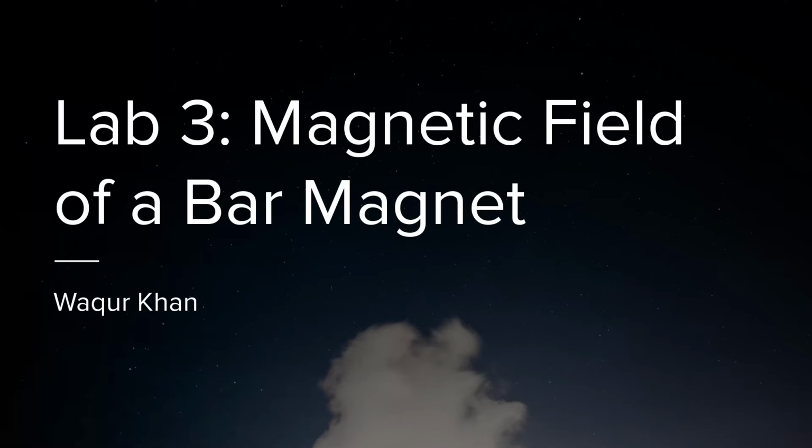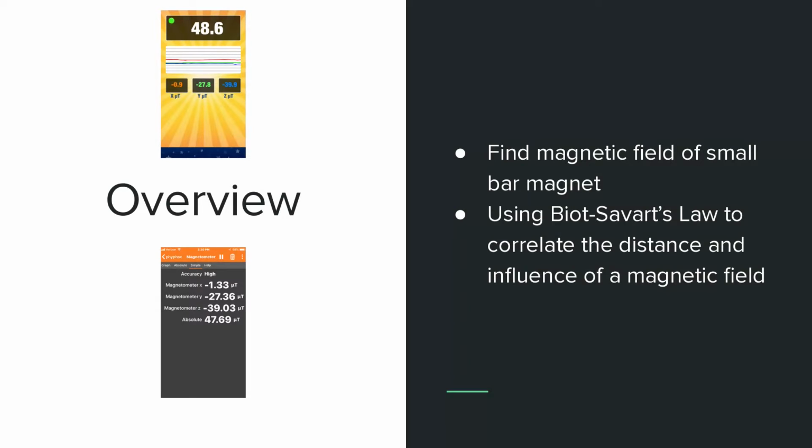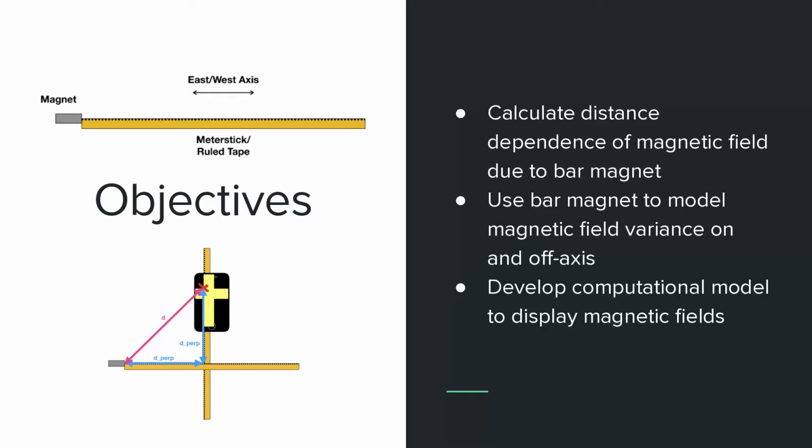Hello, I'm Walker Khan, and this is Lab 3, Magnetic Field of a Bar Magnet. The purpose of this lab is to calculate the magnetic field of a small bar magnet. Biot-Savart's law aids us in accomplishing this so that we can measure the strength of a magnetic field, given a distance. More specifically, we want to find the distance dependence of a magnetic field due to a bar magnet.